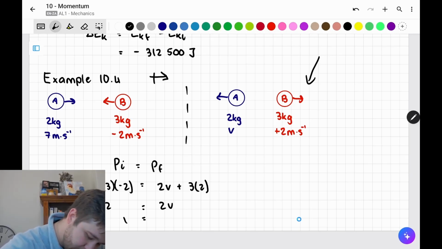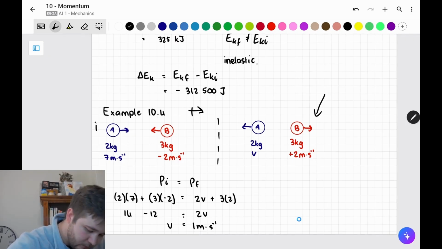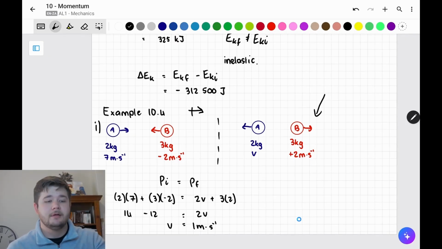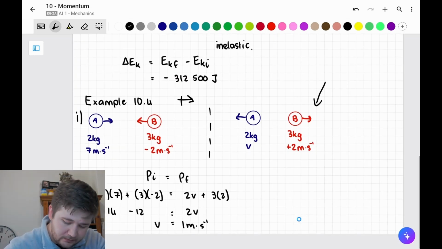Let's just write that in the right way. V equals 1 meter per second. Okay, and with that we have solved for part 1. Moving back to our example, they want the loss in kinetic energy as well, so we can do that.